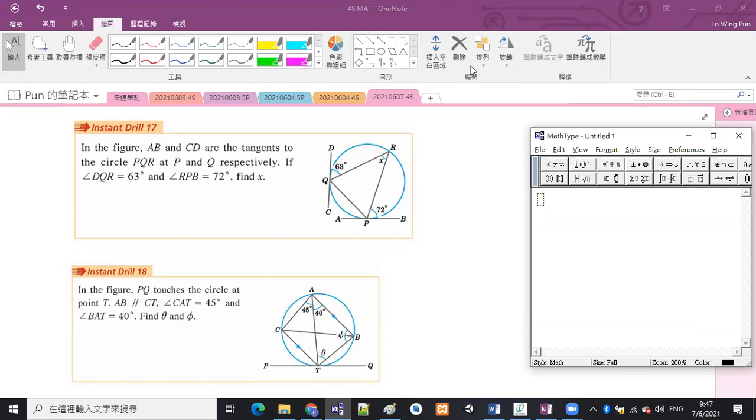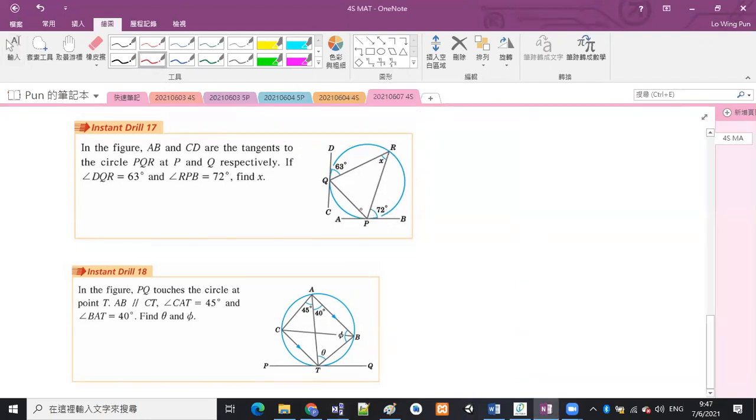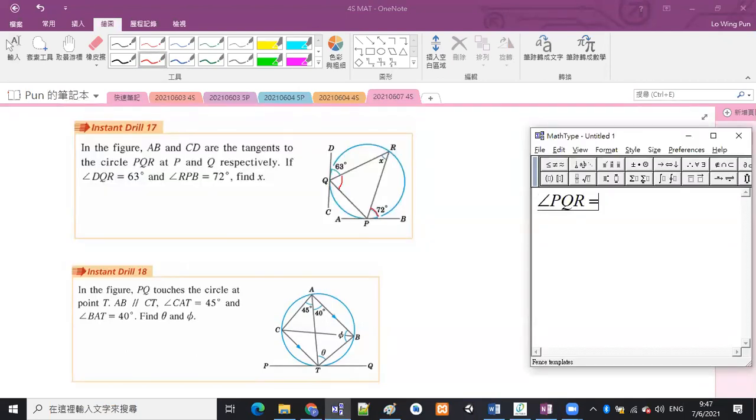Okay, let's check the answers. Exercise 17. AB and CD are the tangents to the circle PQR at P and Q respectively. Find X. So we have 72 degrees. 72 degrees is the angle between the tangent and the chord PR. Then this angle 72 degrees will be equal to this angle PQR. You can see this. So angle PQR should be equal to 72 degrees, and this is angle in alternate segment.